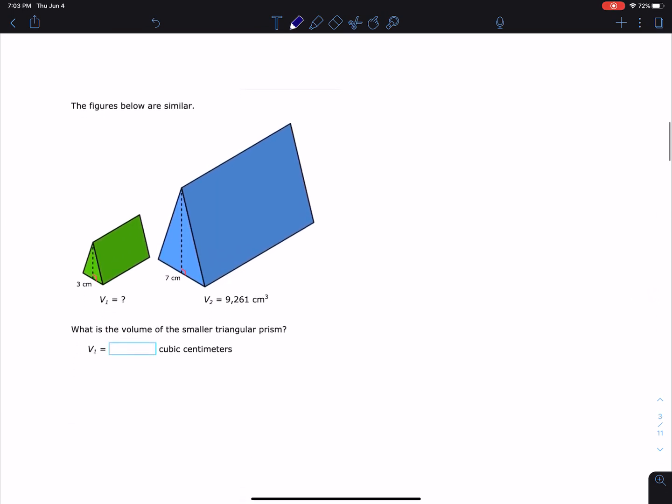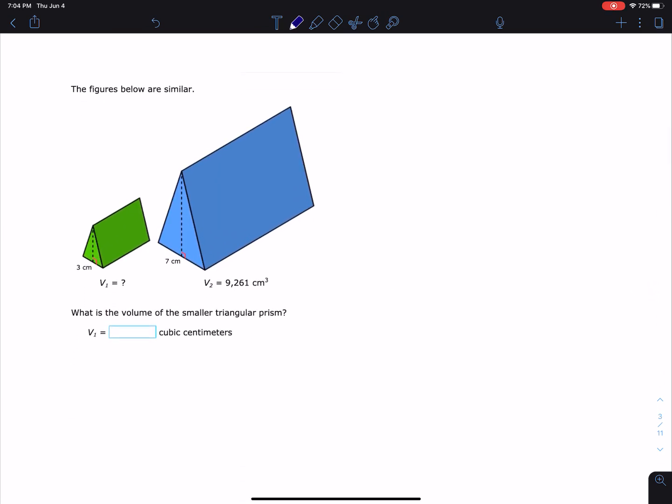Do read the questions carefully. So I'm going to put up here side length, area, and then volume. Okay, so side length's one-dimensional, area is squared, volume is cubed. This is kind of going to be a key I'm going to reference when I look here. So what is the volume of the smaller triangular prism?